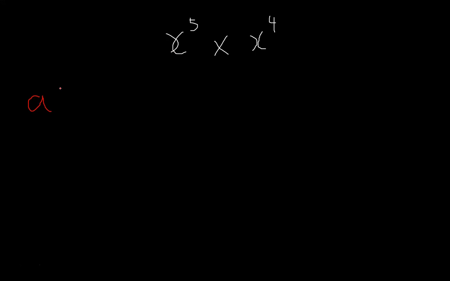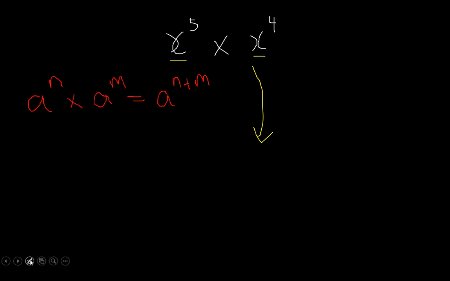So a to the power of n multiplied by a to the power of m is the same as a to the power of n plus m. So that's the rule that we're looking at for this one. Notice the bases are the same. The bases, in this case, they're both x.